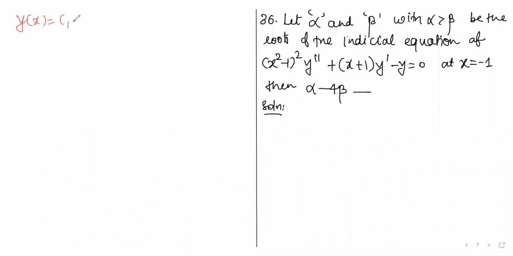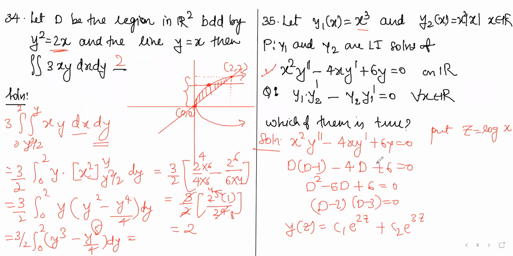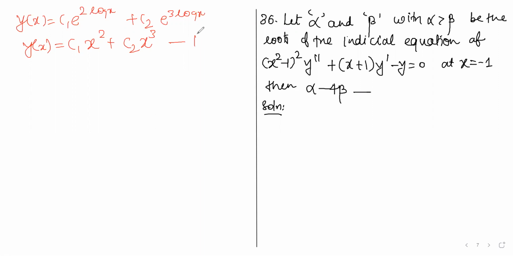So y of x will be equal to c1 e power 2 log x plus c2 e power 3 log x. That gives me c1 times x square plus c2 times x cube. This is my y of x. Notice this once again: what I was given says y1 is x cube and y2 is x square mod x. What we got here is something different. That's fine. I'll keep this one and instead move forward to check the given one.